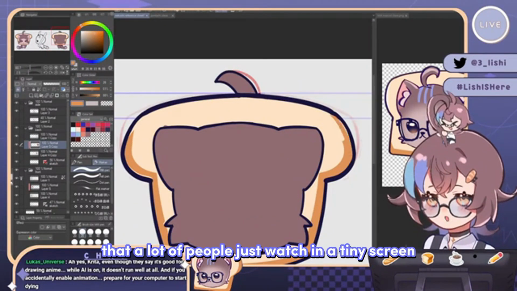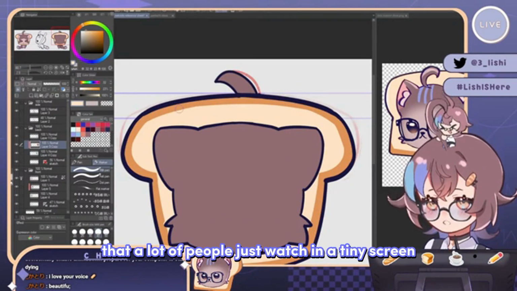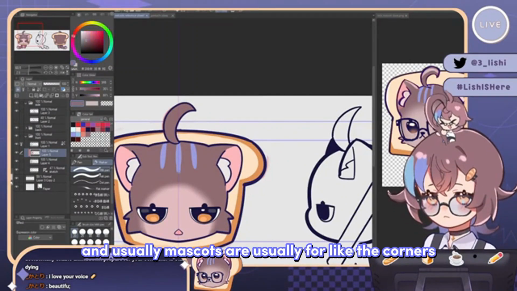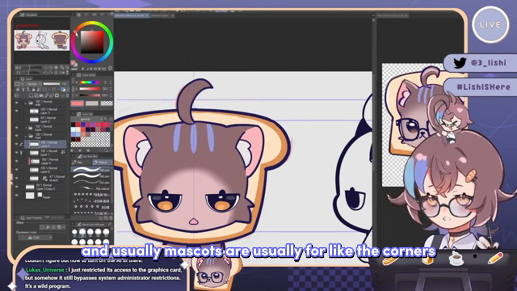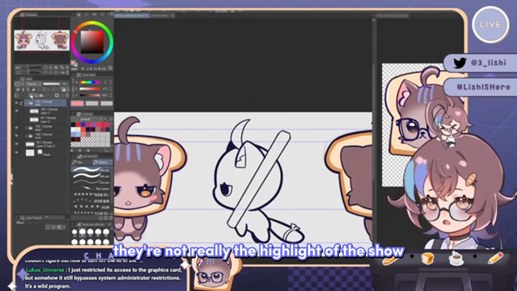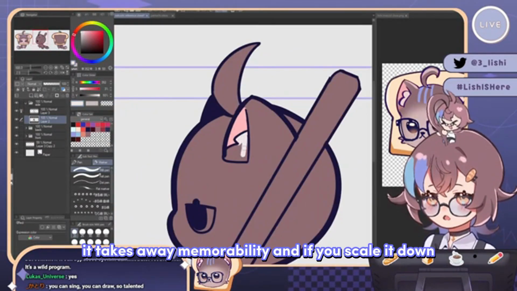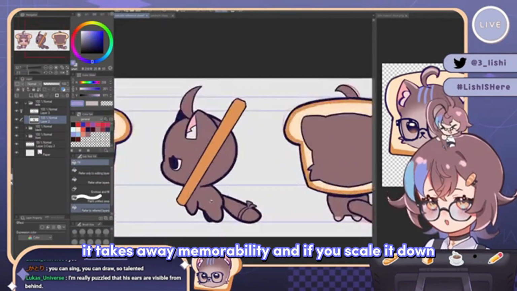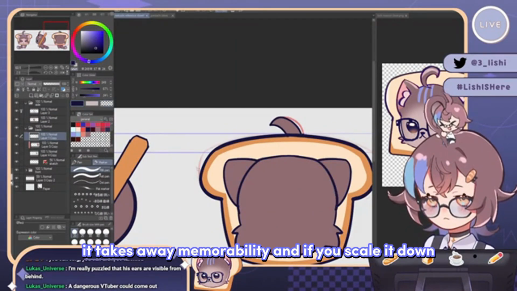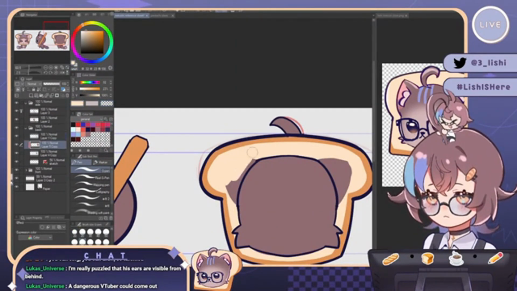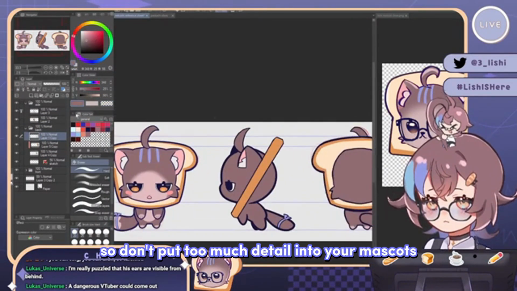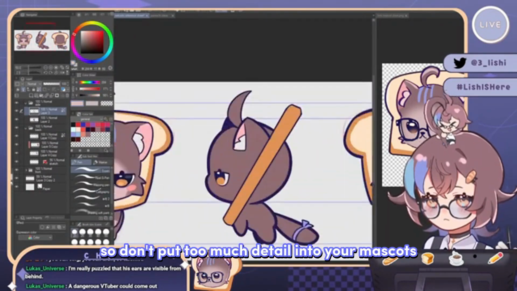Remember that a lot of people just watch on a tiny screen. And usually mascots are put at the corners. They're not really the highlight of the show. By making it too detailed, it takes away memorability. And if you scale it down, it would look weird. So don't put too much detail into your mascots.